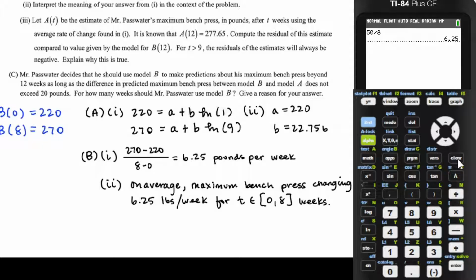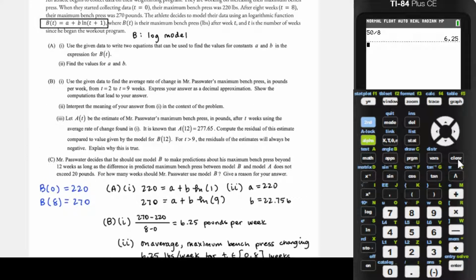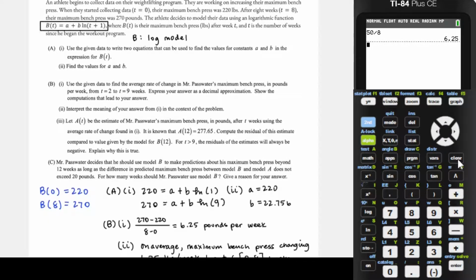Okay, and then B3, let A of T be the estimate of the maximum bench press in pounds using the average rate of change. Okay, so A of T is going to be that secant line thing that I keep graphing in red. It is known that A of 12 equals this. Compute the residual given by the model for 12. Do we actually know, because that's what I don't understand. Residual is actual minus predicted. Is there any sort of information about T equals 12 that I've read past?